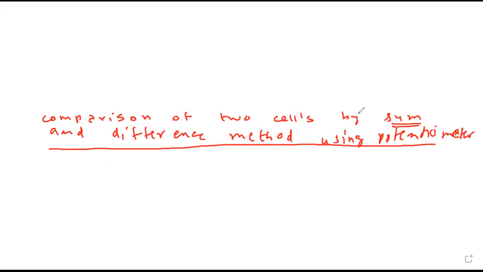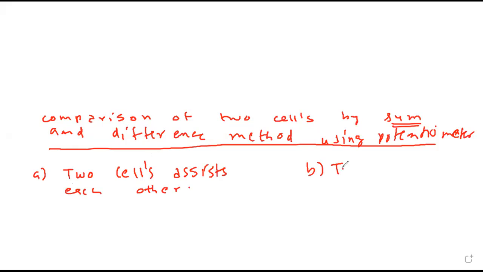Sum means addition, difference means subtraction. So whenever sum, then we say two cells assist each other. And difference means two cells oppose each other.